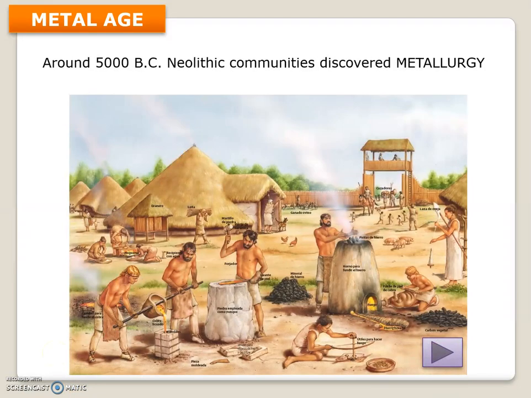Around 5,000 years before Christ, Neolithic communities discovered metallurgy. That's the point in which we say that the Neolithic ends and the Metal Age starts. This process of metallurgy is a difficult one. That means that it's a complicated technology with several stages.